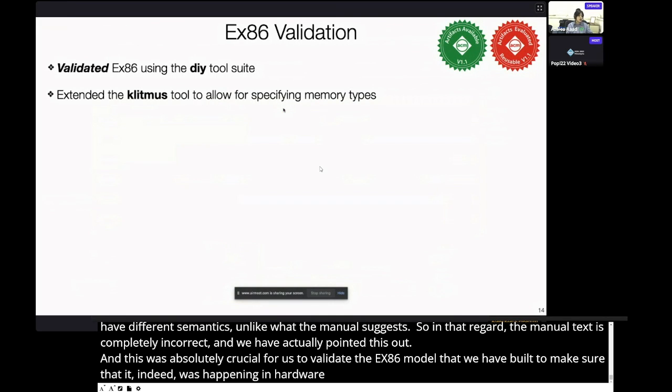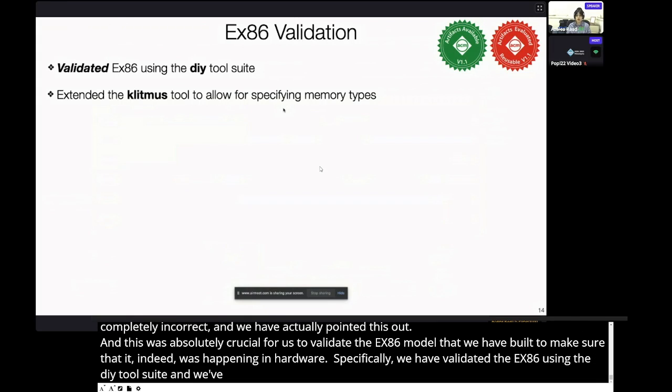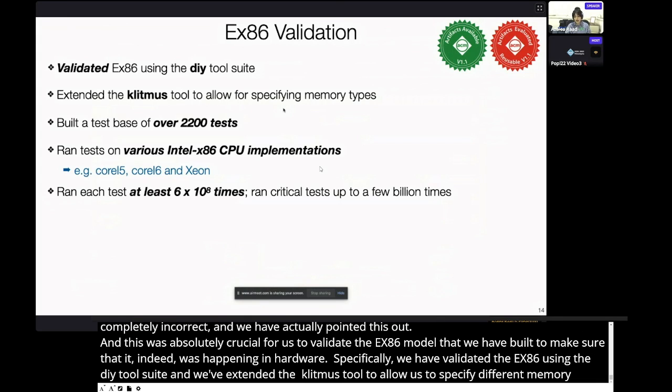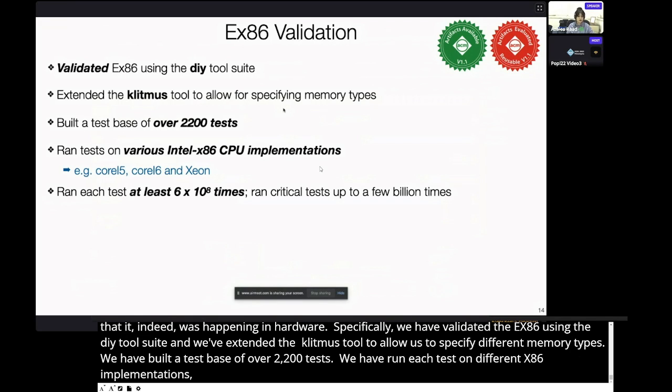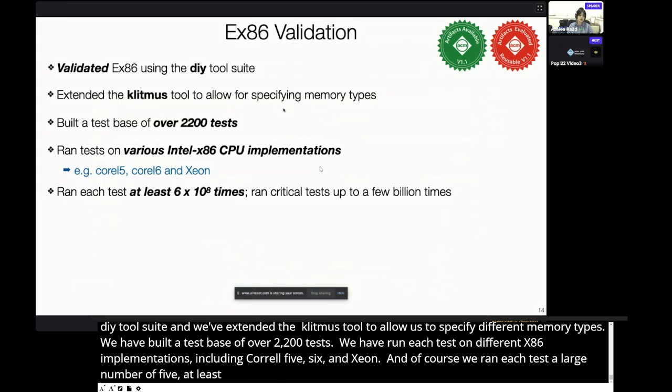Specifically, we have validated the x86 model using the DIY tool suite by Raad and others. And we've extended the kernel litmus tool to allow us to specify different memory types by writing kernel modules. We have built a test space of over 2,200 tests. We have run each test on different x86 implementations, including Core i5, Core i6, and Xeon. And of course, we have run each test a large number of times, at least 600 million times, with some other critical tests run up to a few billion times.